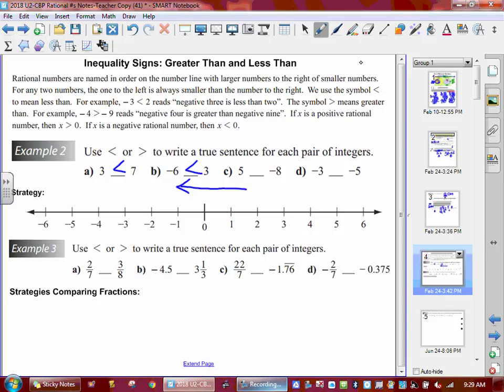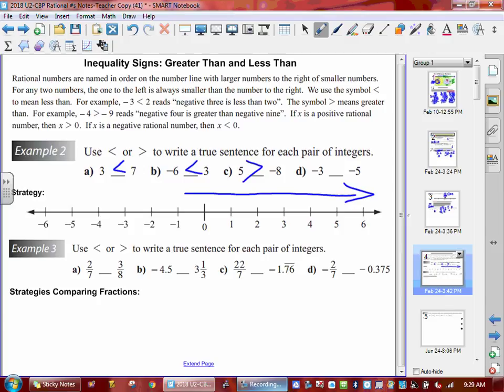Now, what about 5 and negative 8? What's going on with that one? Good. 5 is greater than. Now, how do we know? Because 5 is on this side of 0. Try to think of which side of 0 they're on and point in that direction. So 5 is to the right side of 0.